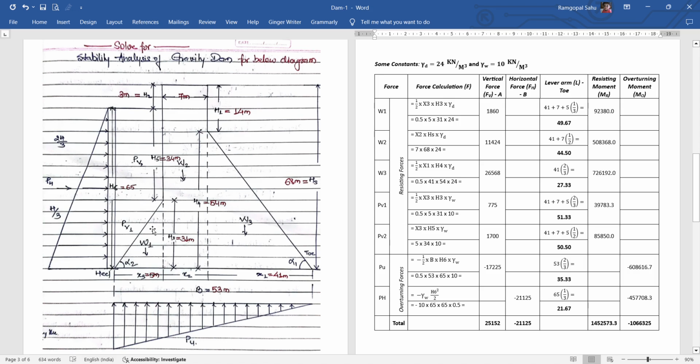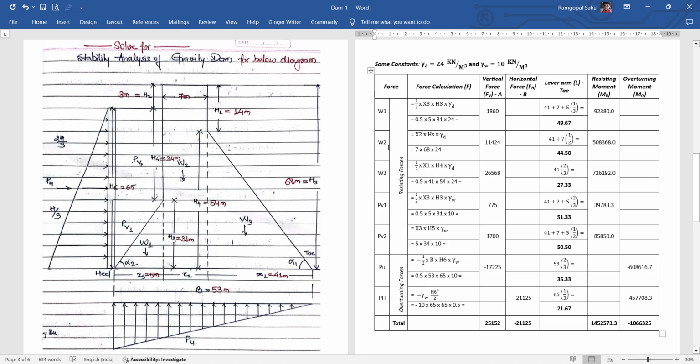Now let us go for the force calculation. The first force, W1, is the force due to the weight of the dam body. W1 is a triangle, so the normal formula is applied, that is half base into height, and here gamma d is multiplied, the specific weight of the dam material, which we have considered as 24 kilonewton per meter cube. Substituting the values, we get almost 1860 kilonewton.